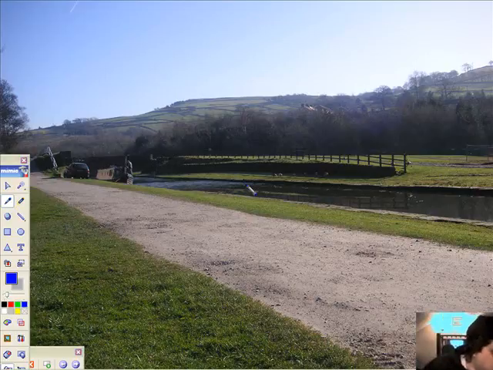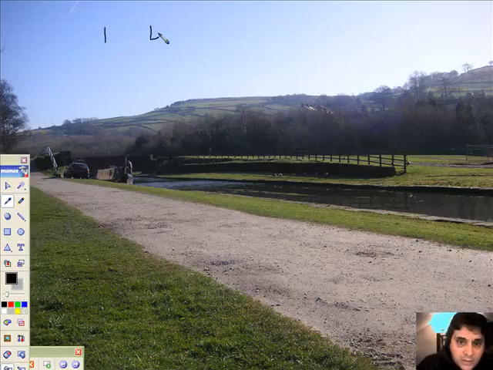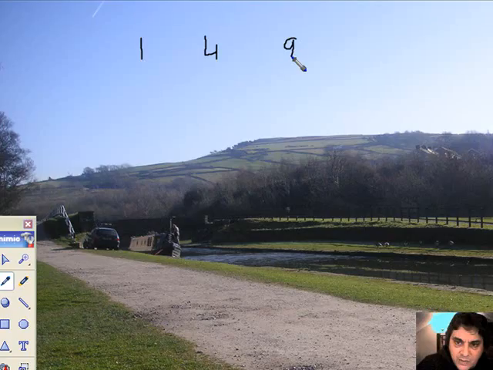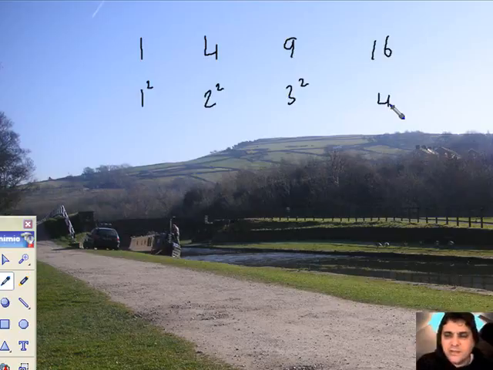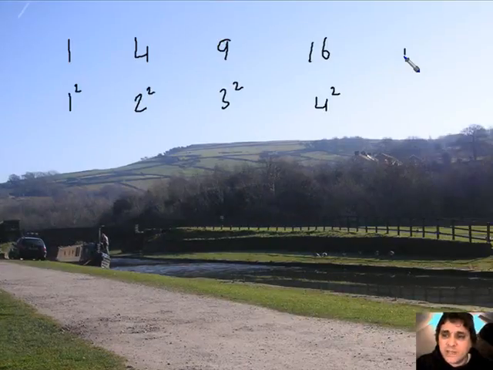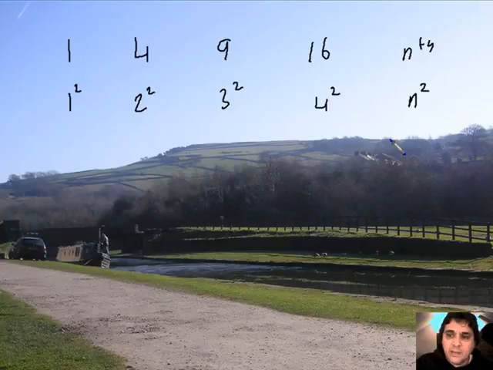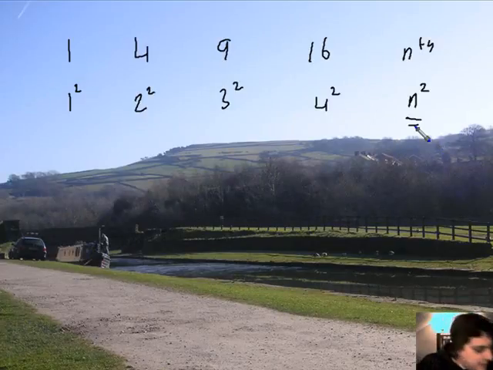Now, question 10. Look at the first one. I've got 1, 4, 9, 16. Now look at them very carefully. 1 squared is 1, 2 squared is 4, 3 squared is 9, 4 squared is 16. So really it's a sequence of square numbers. So the rule is, what is the nth term going to be? Very simple, n squared. So that's the rule for that sequence there.